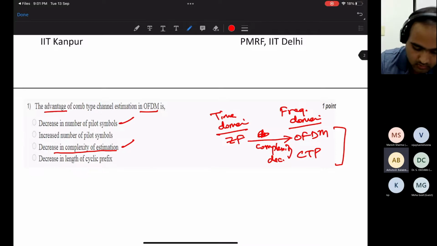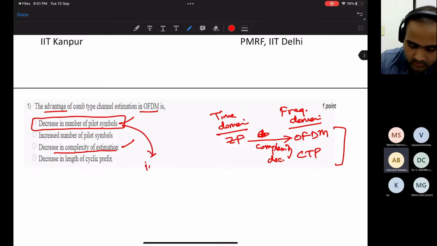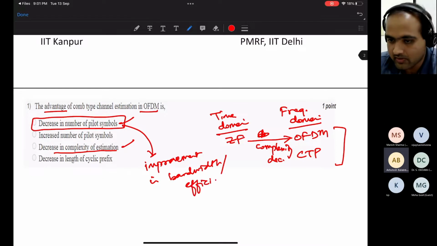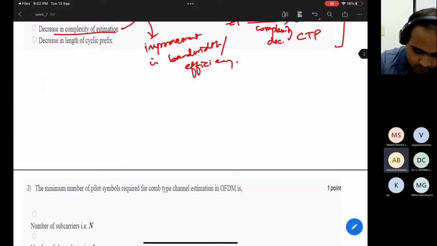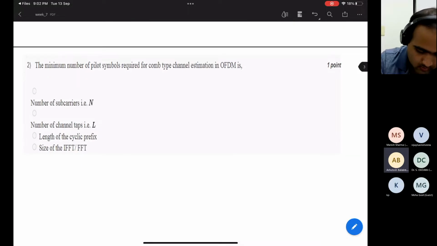CTP or OFDM. So the answer is that there is a decrease in number of pilot symbols, or you can also say that there is an improvement in bandwidth, the frequency spectrum efficiency is improving. So that is the correct answer. Meha Goel said that decrease in pilot symbol. So good, it's the correct answer. We'll move ahead.